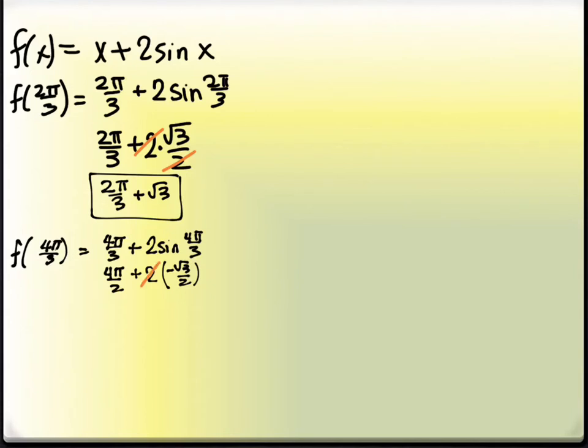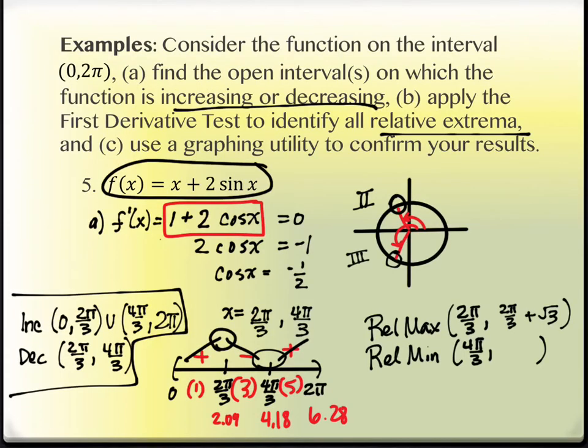Like before, the 2's cancel. So the only difference here is that I have 4 pi over 3, and then it'll be minus the square root of 3 instead. So my corresponding output, my y value over here, would be 4 pi over 3 minus square root 3.